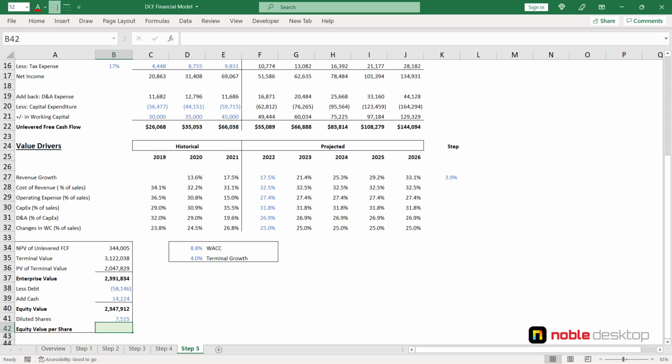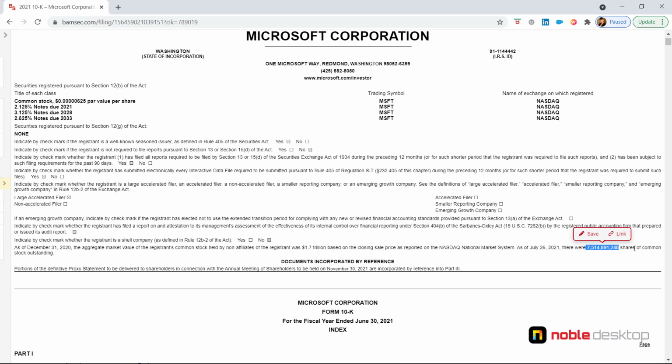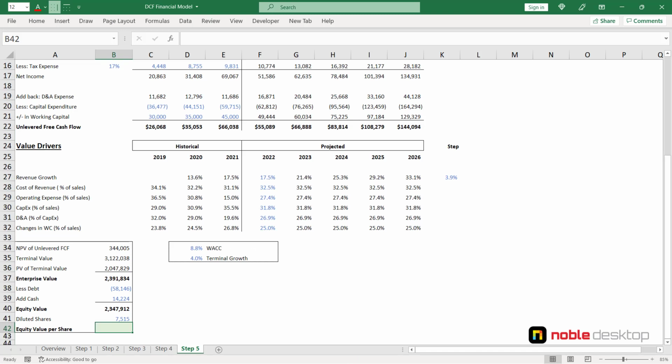Now I'm going to calculate equity value per share. My diluted shares here came from the 10K of Microsoft Corporation. You can always find this number on the very bottom of the first page of the 10K for any company. And all I need to do now is take my equity value and divide by diluted shares. My equity value per share for Microsoft based on my DCF model is $312.40.